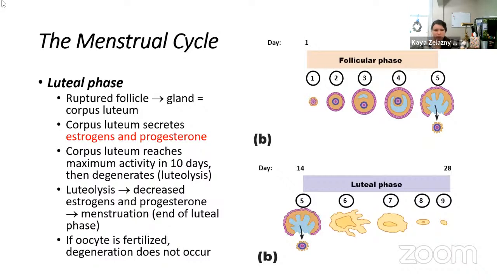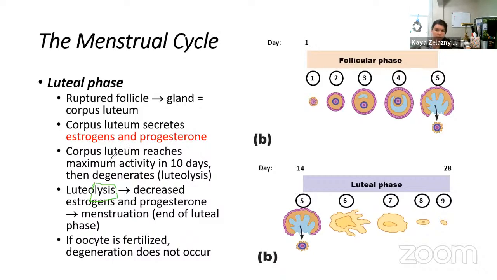The corpus luteum keeps producing estrogen and progesterone, but its maximum length of activity is about 10 days, and then it starts to degenerate. It gets reabsorbed by your body. And that's in the case that the oocyte that was released is not fertilized. So it sticks around for about 10 days, but then it starts to degenerate through this process called luteolysis. Lysis always means we're breaking something down. So luteolysis is breaking down the corpus luteum.